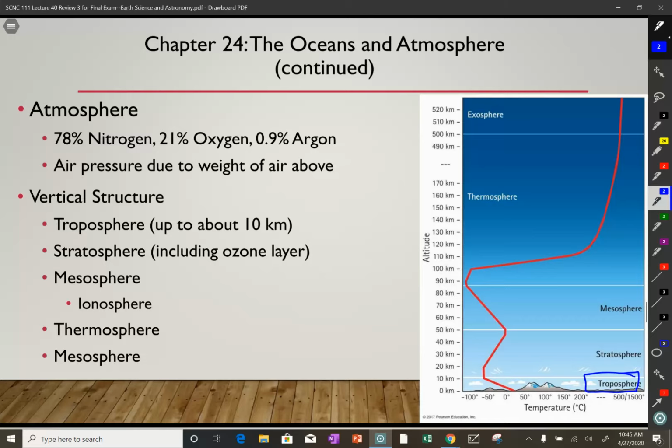Then the stratosphere, it starts heating up. And then the mesosphere, it cools again. Then the thermosphere, it gets hot again, hence the name thermosphere.